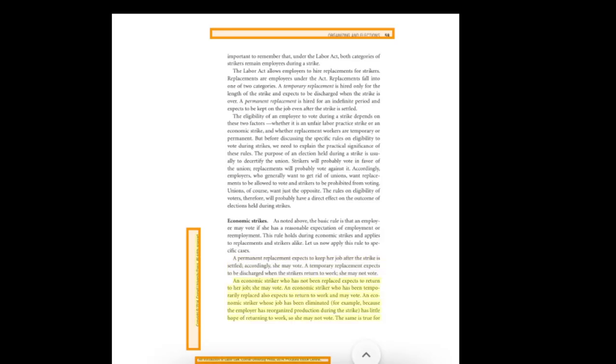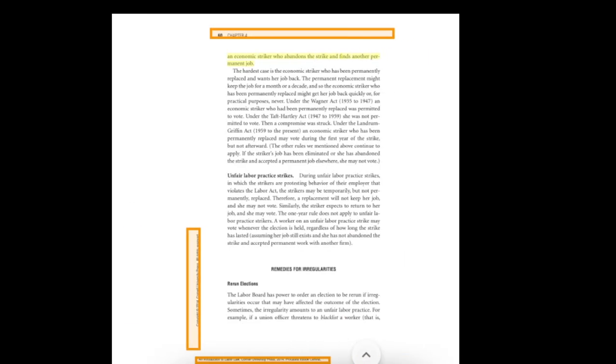An economic striker who has not been replaced expects to return to her job, she may vote. An economic striker who has been temporarily replaced also expects to return to work and may vote. An economic striker whose job has been eliminated, for example, because the employer has reorganized production during the strike, has little hope of returning to work, so she may not vote. The same is true for an economic striker who abandons the strike and finds another permanent job. The hardest case is the economic striker who has been permanently replaced and wants her job back. The permanent replacement might keep the job for a month or a decade, and so the economic striker who has been permanently replaced might get her job back quickly or, for practical purposes, never.